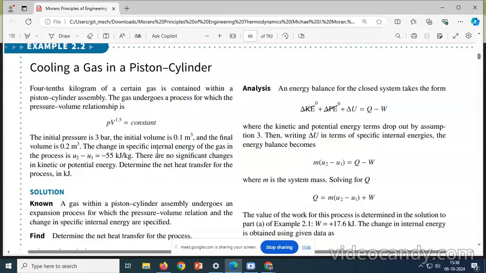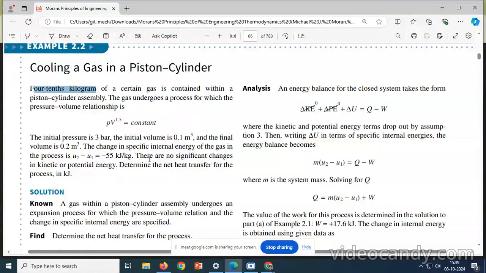The change in specific internal energy. Now you see the wordings. These wordings will come under first law of thermodynamics, where change in specific internal energy. Specific means per kg. Now the kg given value is not 1 kg here. This is how much? It is 4 by 10, 4 tenths of the kilogram. That value you have to consider for the problem solving as a mass.